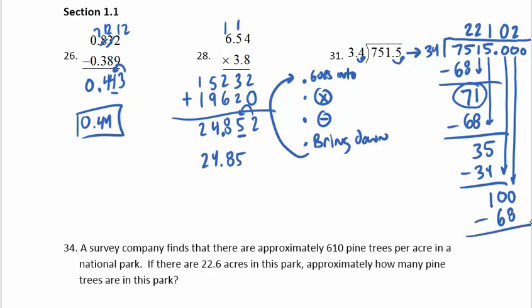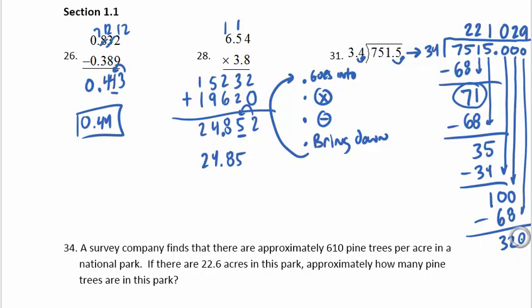Subtract, and let's see, 100 minus 68, that would give me 32. And then I'm going to bring down the next digit, which is the 0. Okay, so 34 is now going to go into 320. It's not quite going to go 10 times because that'd be 340. It's going to go 9 times.